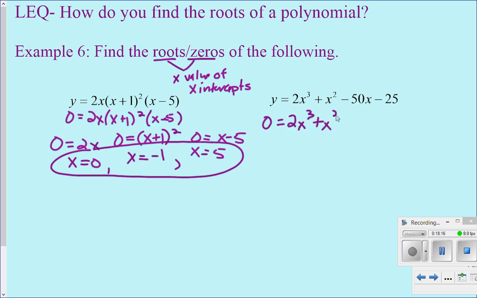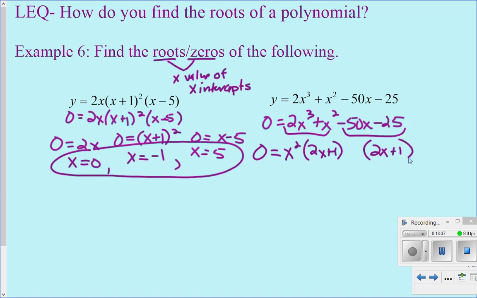Now I need to solve this one because it's not factored for me. So in order to solve it, it's a cubic. And I told you in the previous unit, the only way you know how to solve cubics is by factoring. So I'm going to go ahead and group. I'm going to pull out the greatest common factor. I copy that binomial. I figure out what that needs to be multiplied by.